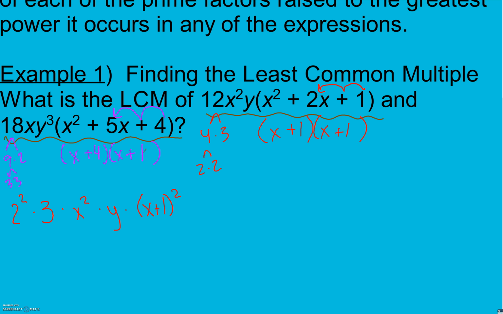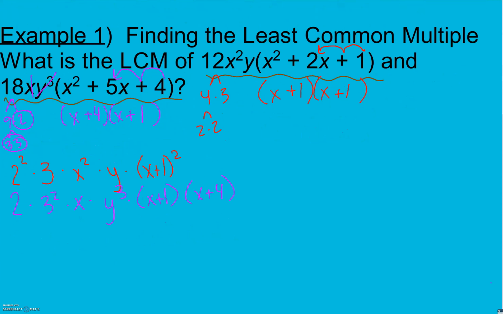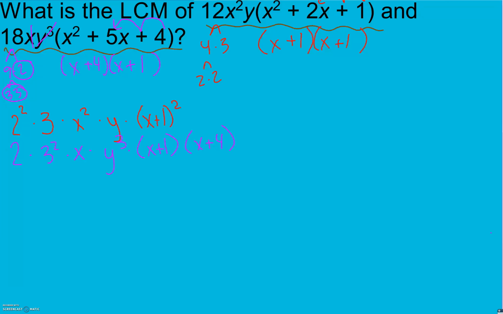So, I have a 2. I have 3 squared. I have an x, y cubed. I have an x plus 1. Again, I want to make sure these all go in the same columns. And I have an x plus 4. Now, those are my 2 terms completely factored.